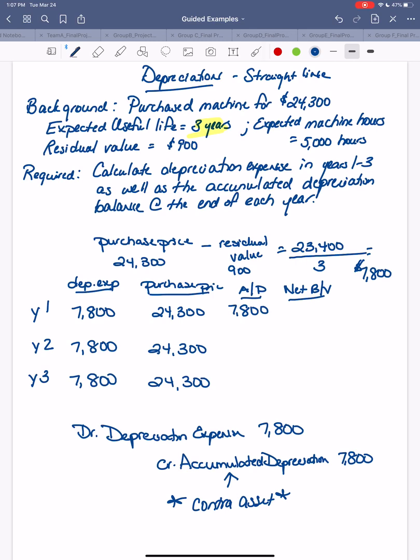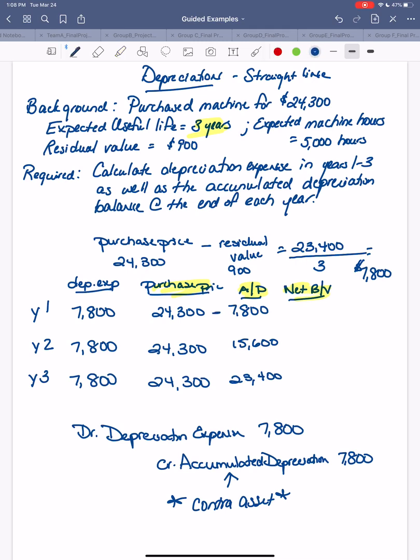So remember that accumulated depreciation account, put a big star by this, that is a contra asset, right? Because we put it next to its partner equipment, and because it's a credit balance, it lowers that value of equipment. So if I'm going to make this entry each year, that means when I get to year 2, what's the balance in accumulated depreciation? Well, I've made 2 entries to it, so that balance is now $15,600. And in year 3, when I add another $7,800 to it, that balance is $23,400.